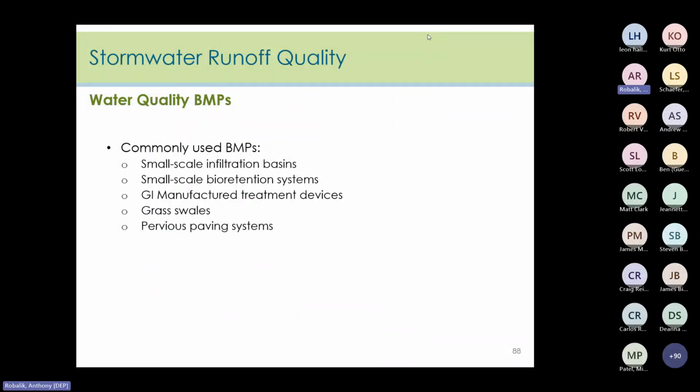So here's a list of the most commonly used water quality BMPs. We've been seeing a lot of bioretention and GI MTDs, as well as pervious paving systems used now.